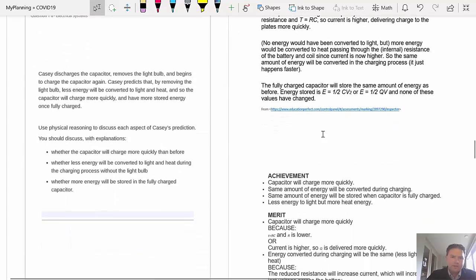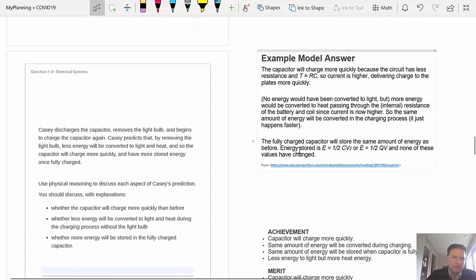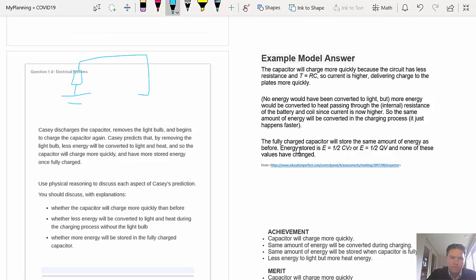Next question: Cassie discharges the capacitor, removes the light bulb, and begins to charge the capacitor again. So essentially we have a power supply. Wow, Mr. Harris learned how to draw circuits. So 6.02 volts, 0.09 ohms, and so R has gone from 3.09 ohms to 0.09 ohms.